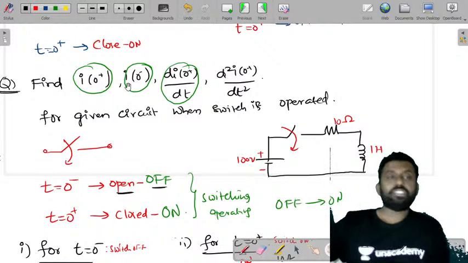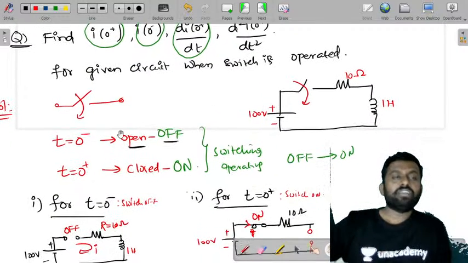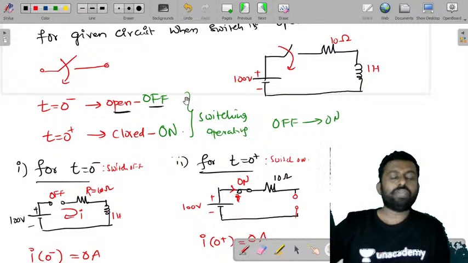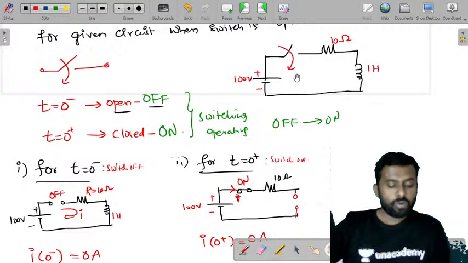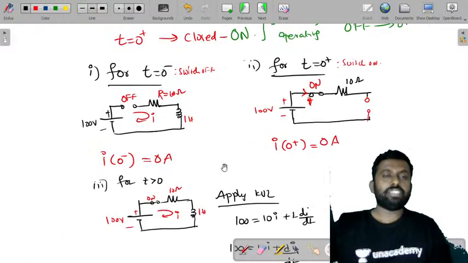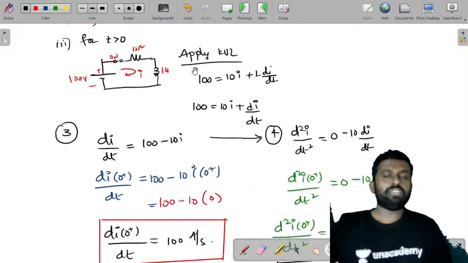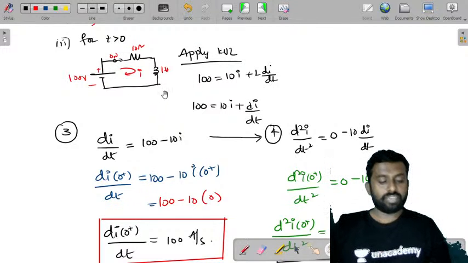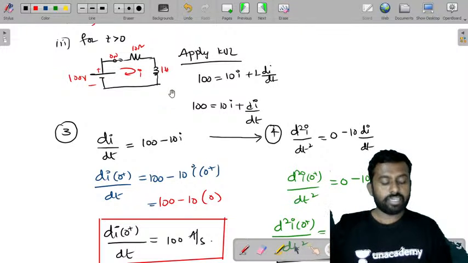So what were we doing for this given question? We have taken t equals 0 minus and 0 plus. We observed that at 0 minus the switch is open and at 0 plus the switch is on, and the inductor does not allow sudden change of current. So you get I of 0 minus and I of 0 plus as 0 amperes. Then we considered the differential equation corresponding to the given RL series circuit.